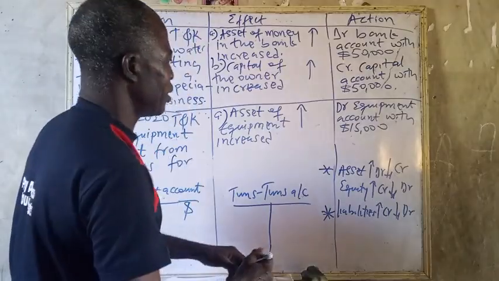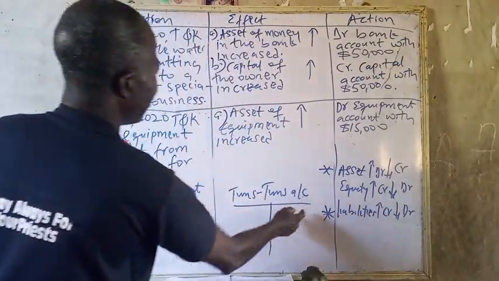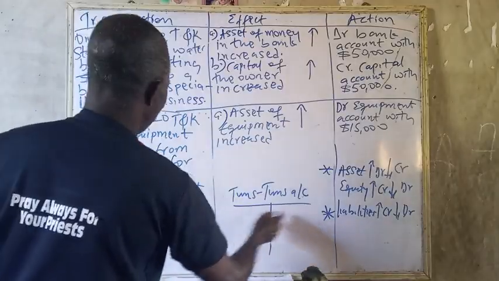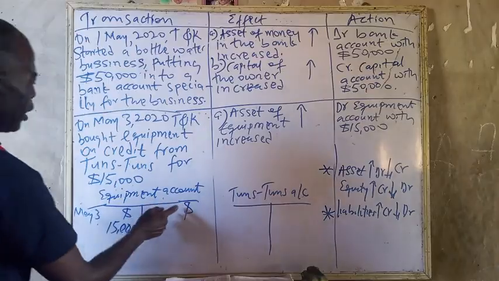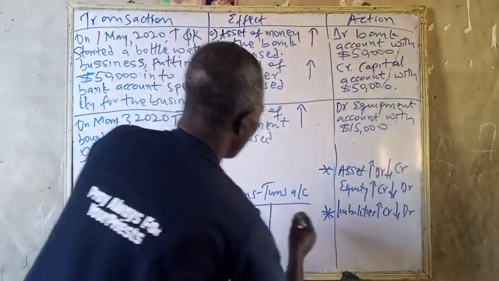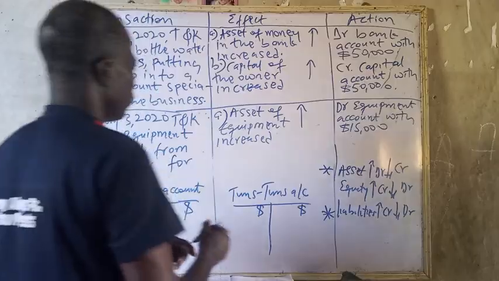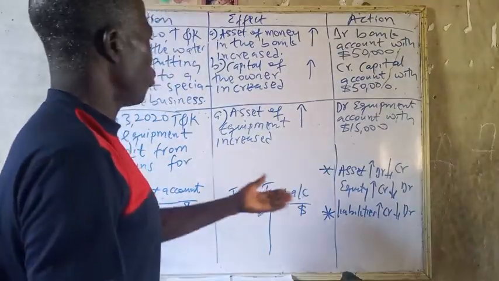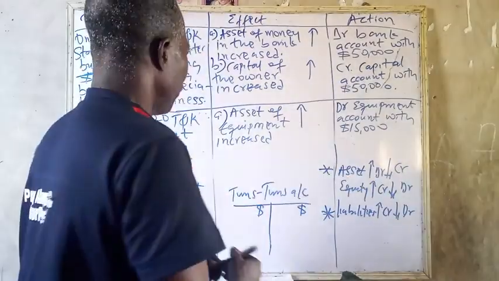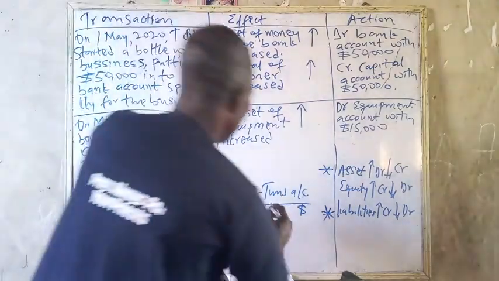So when liability increases, what do you do? You credit. Credit, debit, debit, credit. Debit side, credit side. So when liability increases, what do you do? You credit. And what do I mean by increase and decrease? For example, today, what is this date? 3rd of May.